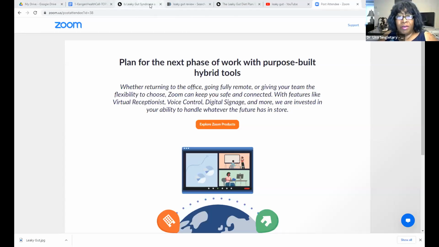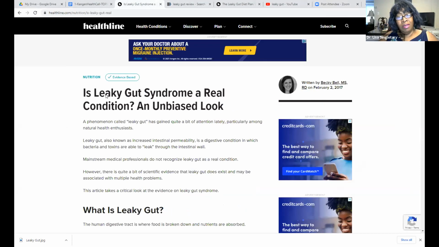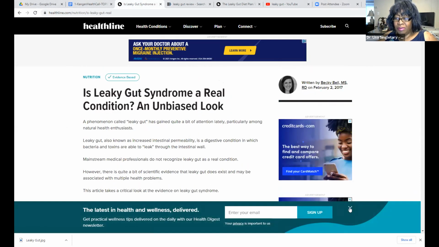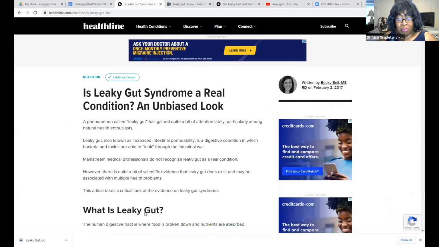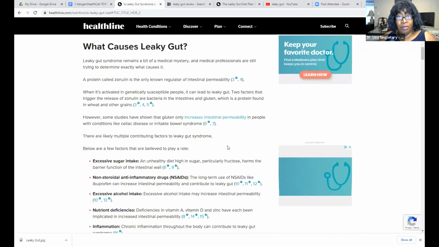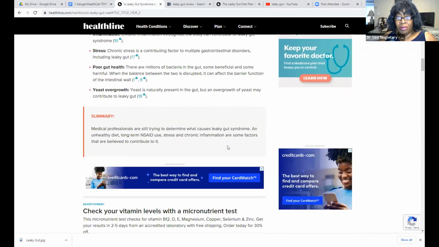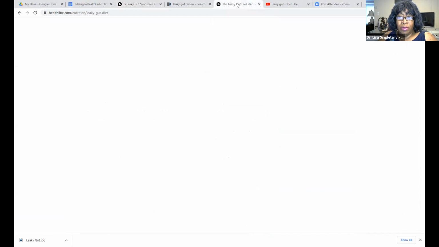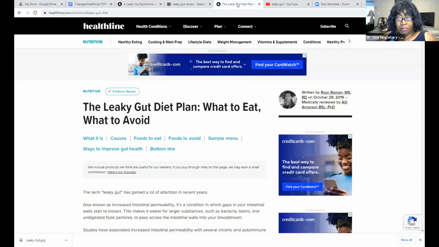Okay, so I've got some great articles. Healthline has an article, Is Leaky Gut Syndrome a Real Condition? An Unbiased Look. Now this article was 2017. That's a little old for us, but it's very good information. And when you scroll down, there are a couple of more articles, including, and I pulled this one out, the Leaky Gut Diet Plan, a little more recent, 2019. Foods to eat, foods to avoid, sample menu. So some good information there.